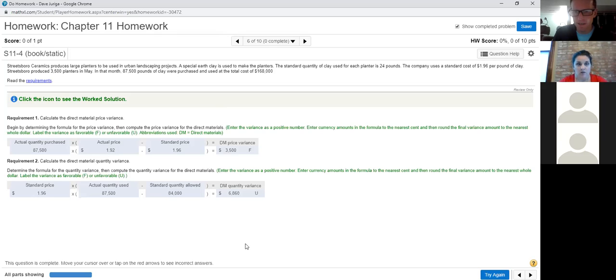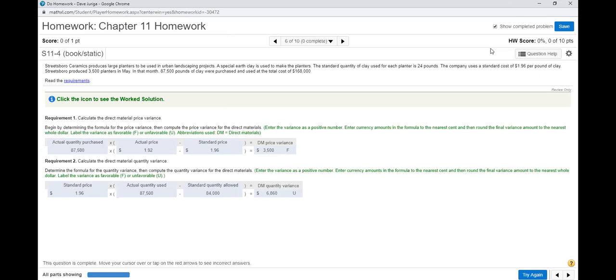But this is another example. Again, this is in your homework in My Accounting Lab. This one says Streetsboro Ceramics produces large planters to be used in urban landscaping projects. A special earth clay is used to make the planters. The standard quantity of clay used for each planter is 24 pounds. The company uses a standard cost of $1.96 a pound of clay. They produce 3,500 planters and so forth.